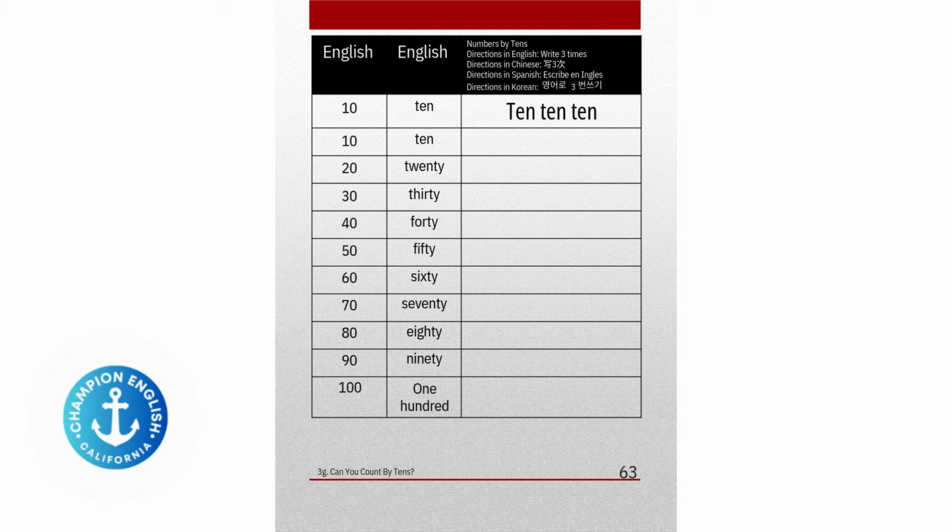So you should write, come on, let's say it together. 10, 10, 10, 20, 20, 20, 30, 30, 30, and so on up to 100, 100, 100. Okay, so go ahead and write each one 3 times, and you have 5 minutes. Ready and go.